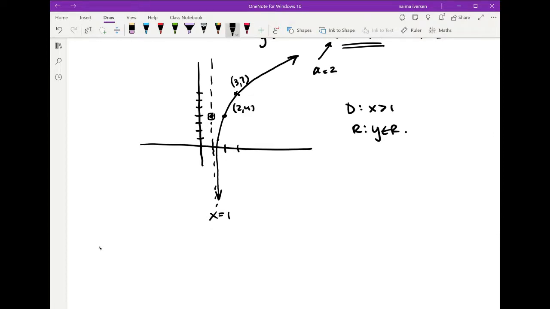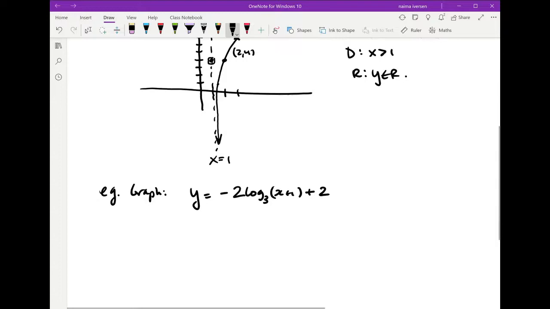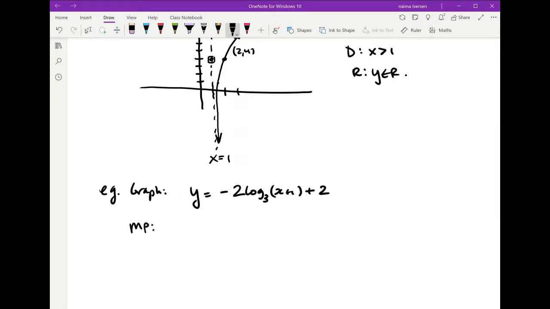So let's try another one. Let's graph something like y equals negative 2 log base 3 of (x + 1), and then plus 2 or something like that. So my main point to start off with is at (-1, 2). I'm going to be congruent to y equals negative 2 log base 3 of x.